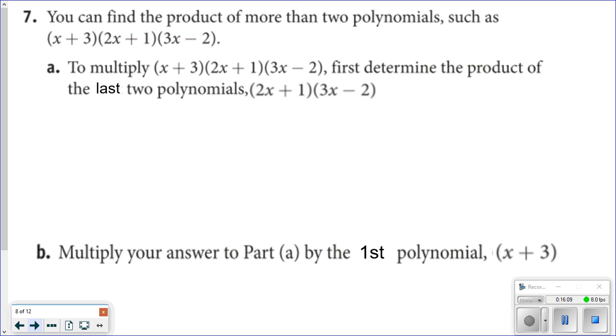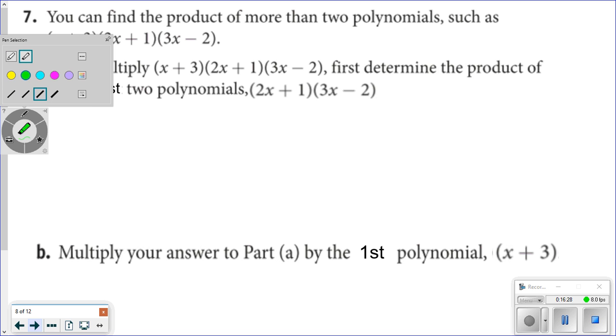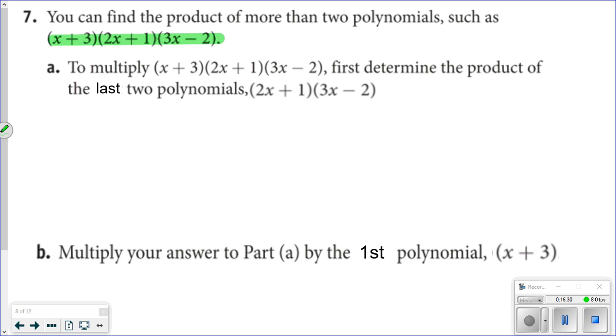In your book, page 380, we're going to take a look at question 7. We can find the product of more than 2 polynomials. So here I'm given a binomial times a binomial times a binomial, so there's 3 of them total. And I changed the directions a little bit from the book.